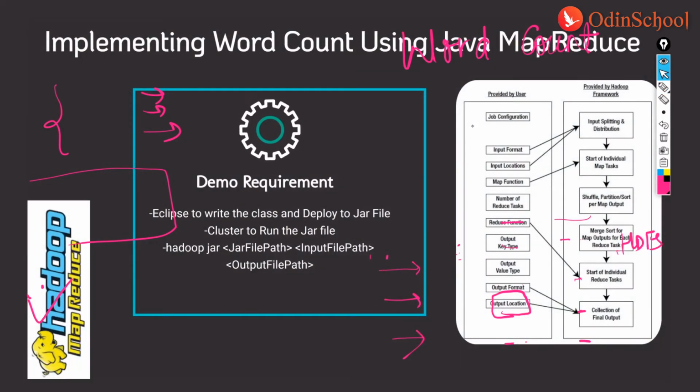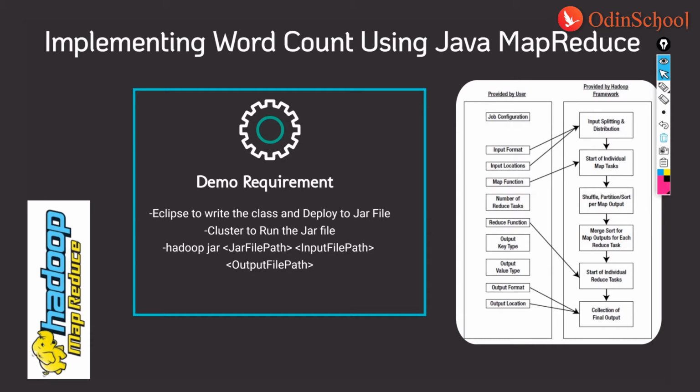We are going to implement this word count using Java as a programming language. In this demo, you will need Eclipse. Eclipse is an IDE, an integrated development environment, which allows you to write your Java classes. Basically, it gives you a very nice user interface so that you can write your classes and implement your code using different methods. It will also allow you to export your code to a jar file. A jar file is nothing but a file which you can run anywhere.